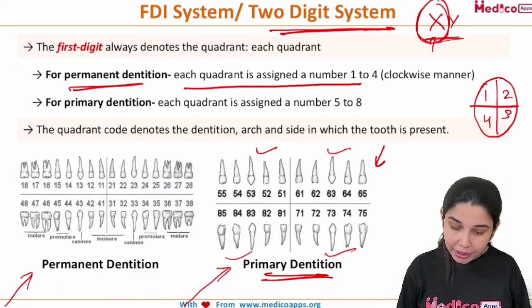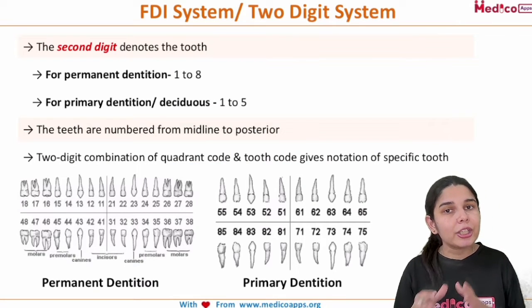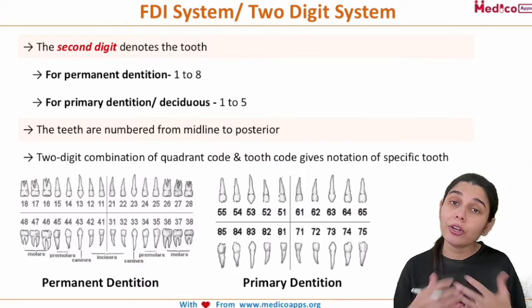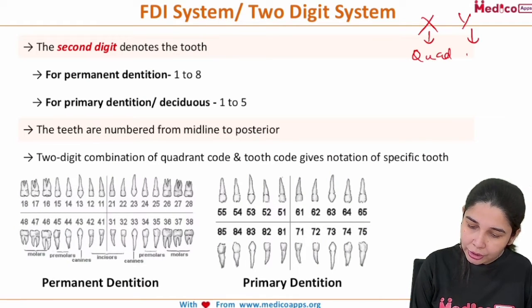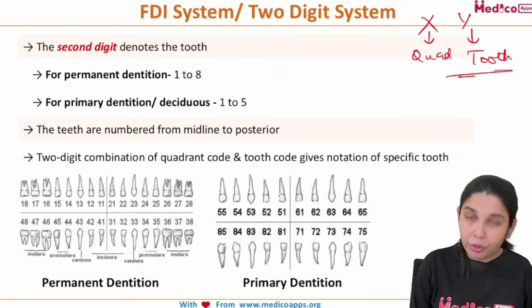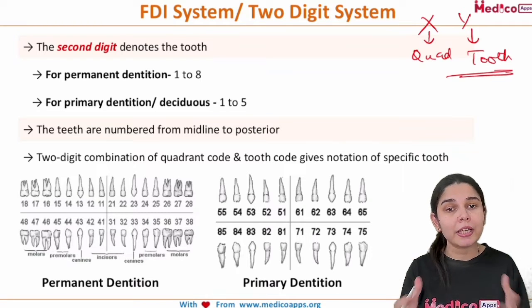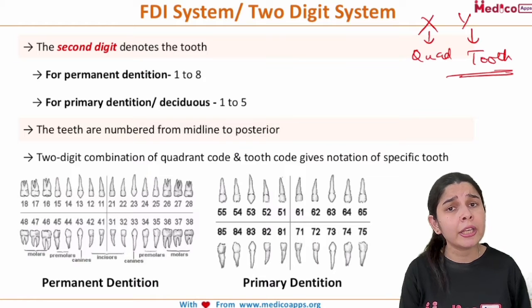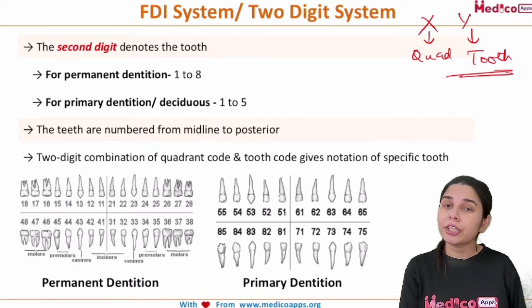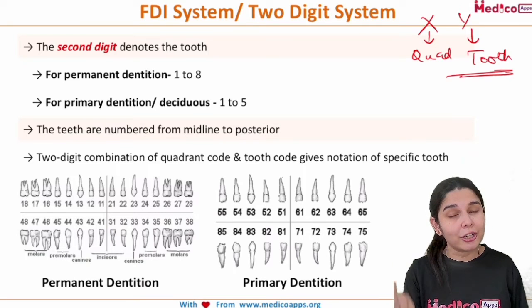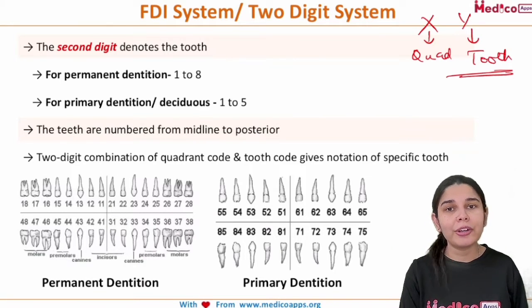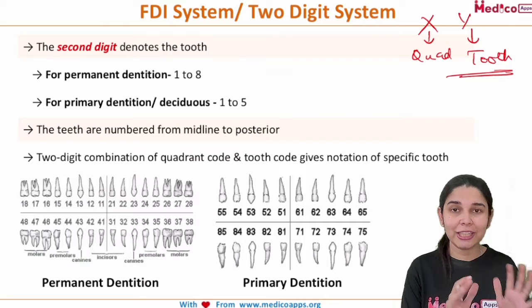Now, what about the second digit? The second digit here denotes the tooth. What do you understand by that? I have told you X denotes the quadrant. Now, what does the Y denote? It denotes the tooth. How many teeth are present in the oral cavity of an adult patient? 32 teeth. Now, if you divide 32 into quadrants, how many teeth will be there in one quadrant? Definitely there will be 8 teeth in one quadrant.